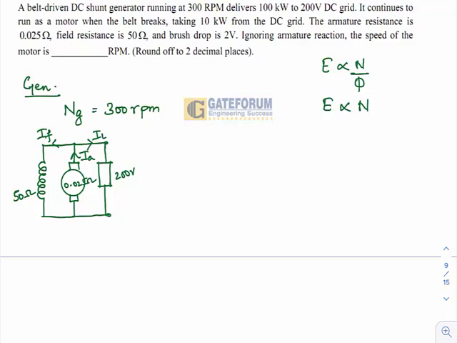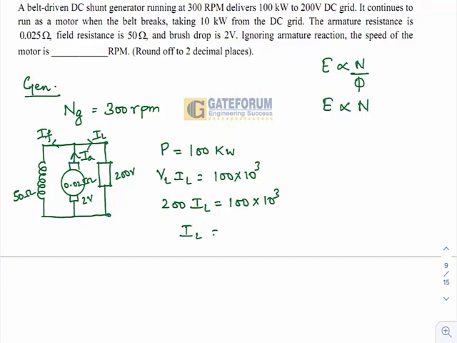Brush volt is already given, 2 volt. So first you find what will be the value of IL. The power that is delivered to the DC grid is 100 kilowatt. So power delivered is VL IL, 100 into 10 to the power 3. VL is 200 volt. You have to find IL. So IL would come out to be 500 ampere.